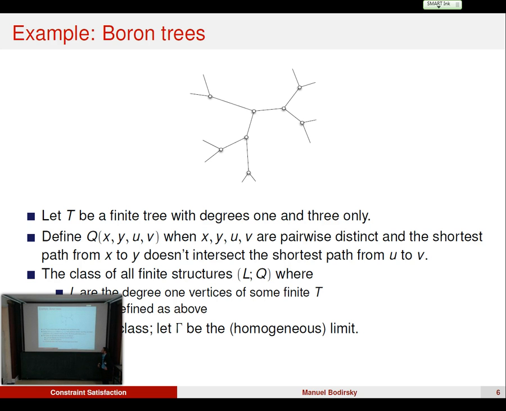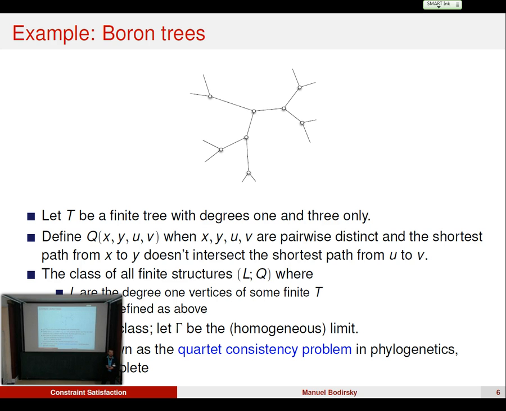It's closed under taking substructures. It has the amalgamation property. So let's look at the Fraïssé limit. And it's precisely the CSP that people in phylogenetic analysis call the quartet consistency problem. There are many papers about this problem, but without any connection to this very nice structure, which has been studied independently. And it's NP-complete. It's a difficult problem.